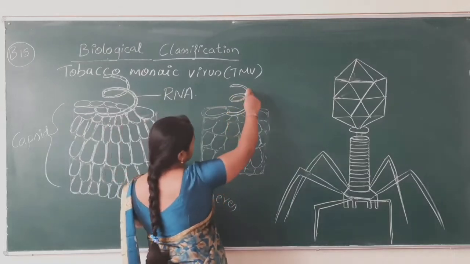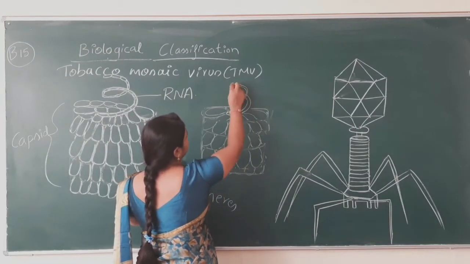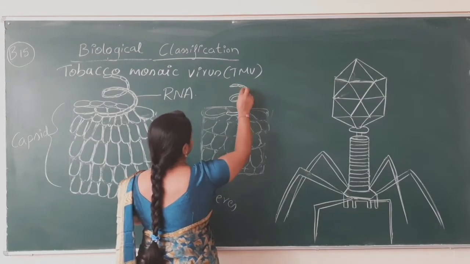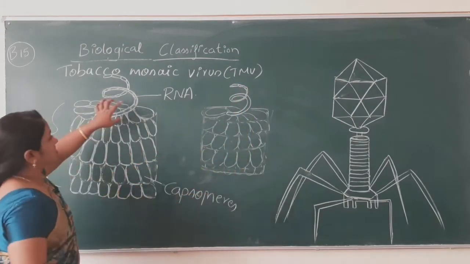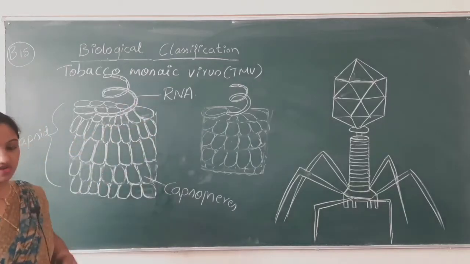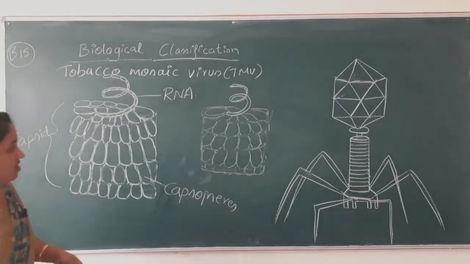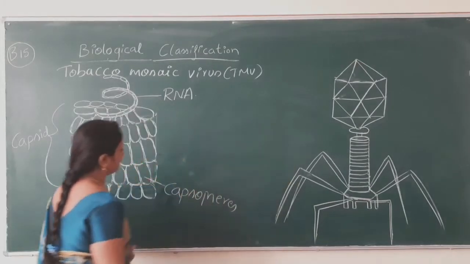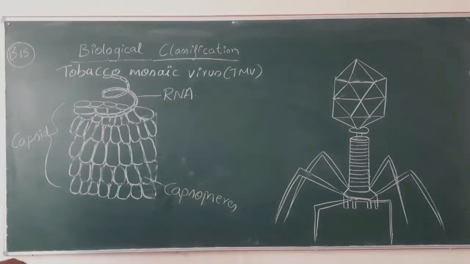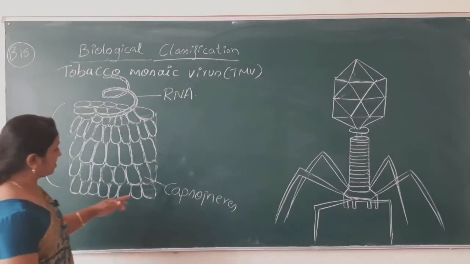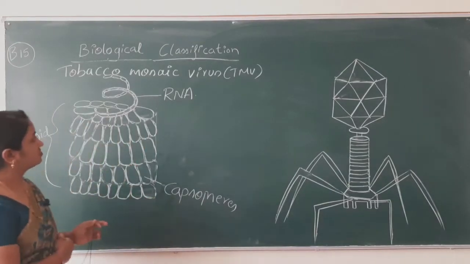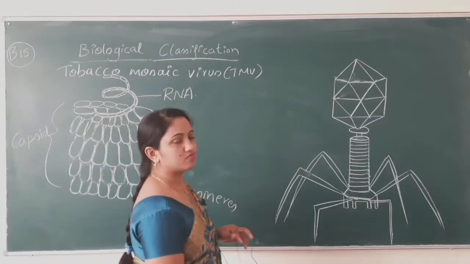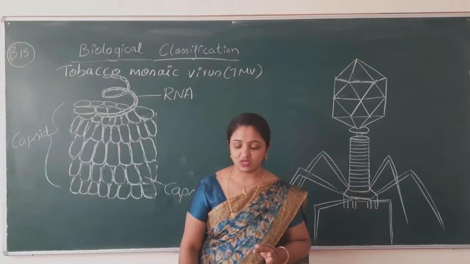Okay, now coming to the RNA, what you have to show here, you have to show the circles, what I am drawing here. So that's all about the structure of TMV, drawing in the easiest manner. Now, RNA, capsid and capsomere. So, maybe the chapter's weightage is only 2 marks.